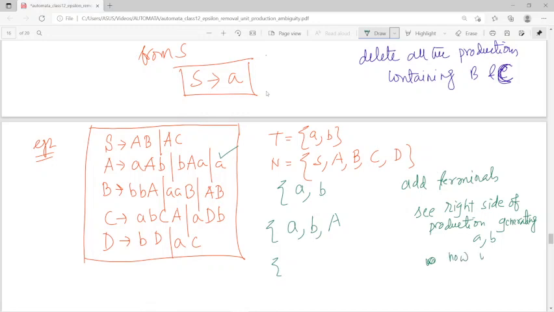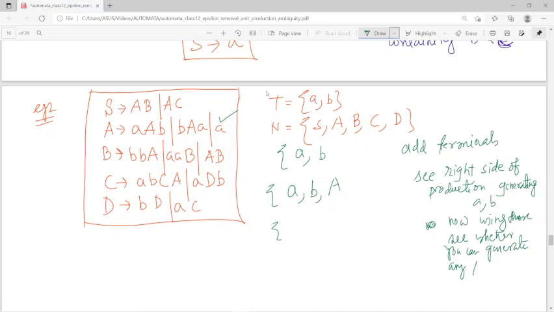So now using this, see whether you can generate any terminals or not. I have to see the right side. This is a terminal, this is a terminal, and this is A. A is also taken in the set. So from B you can generate the terminals. So a is there, b is there, and B should also be included.